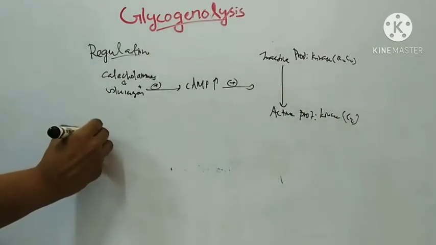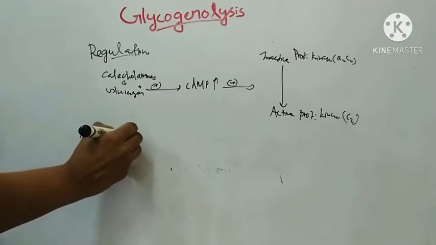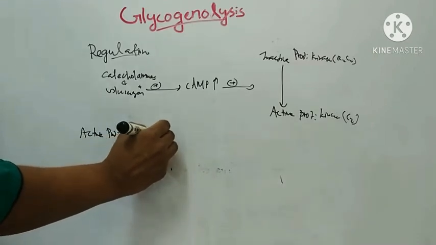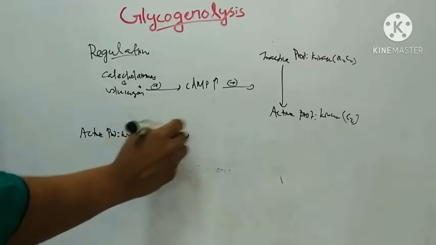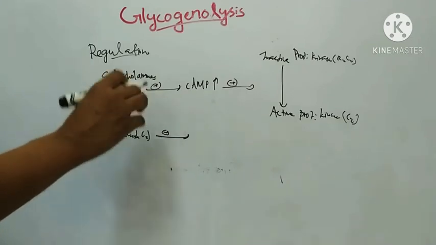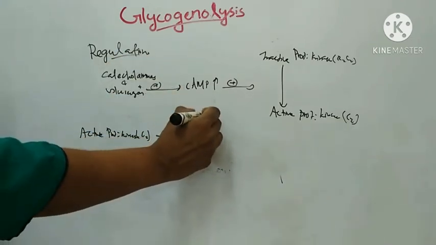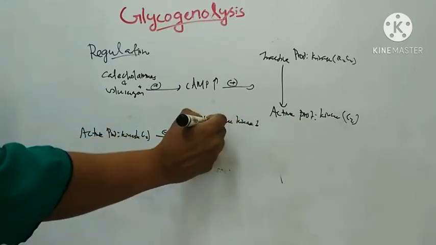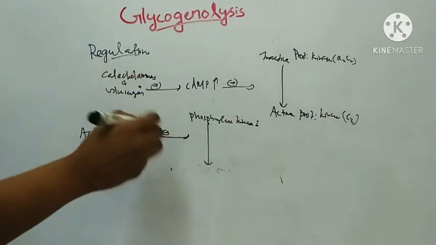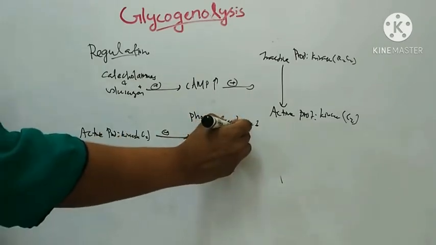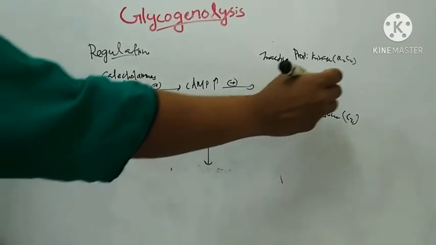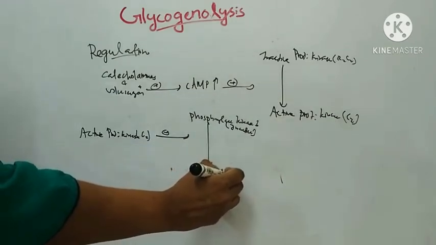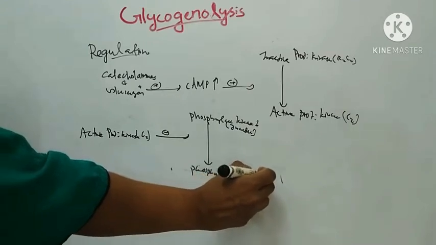Then this active protein kinase, that is C2, phosphorylates the inactive phosphorylase kinase B to this active phosphorylase kinase A. Phosphorylase kinase A is active.